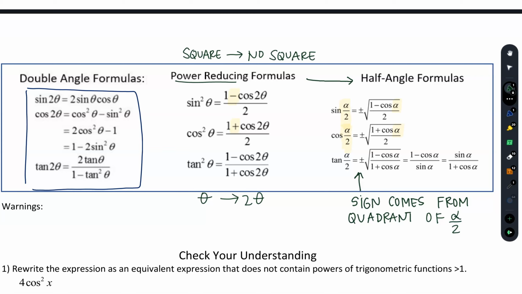Okay. All right. And so that was kind of my warnings here, is that the positive and negative comes from the sign of your quadrant. So from your quadrant of your alpha over 2. And then here we go from theta to 2 theta here.